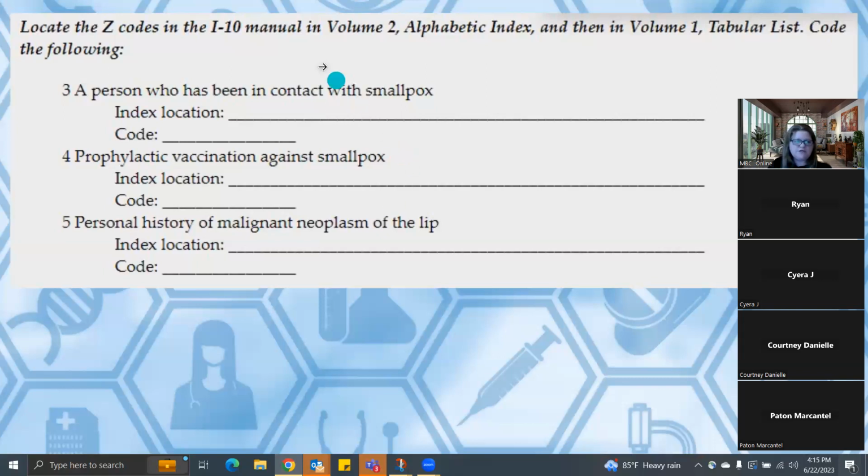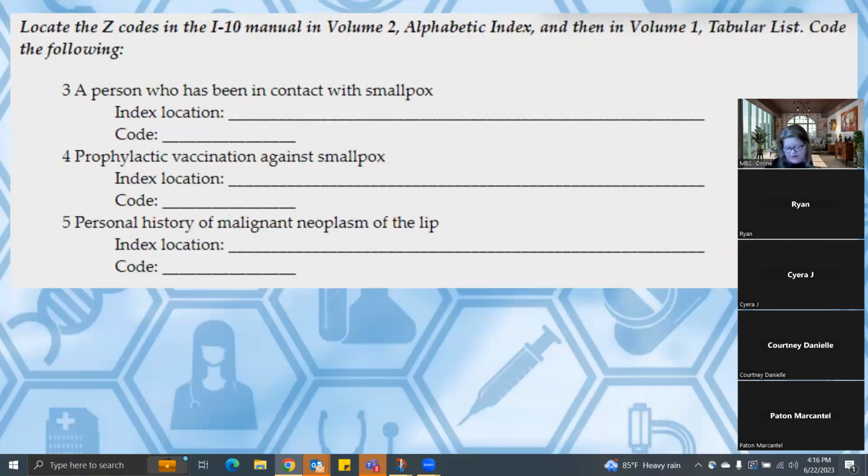I'm sorry, y'all, give me just 1 second. If I could get this thing. Sorry, guys.